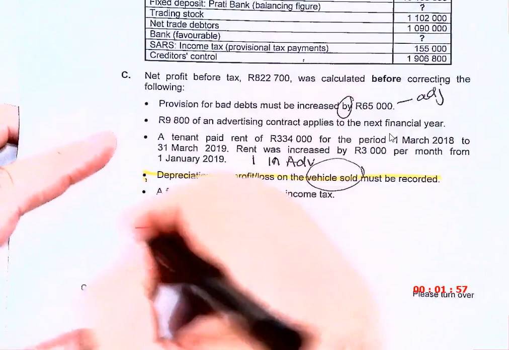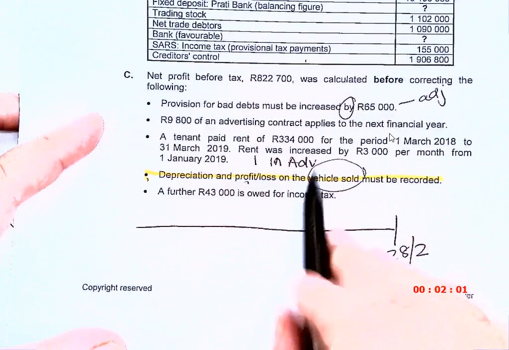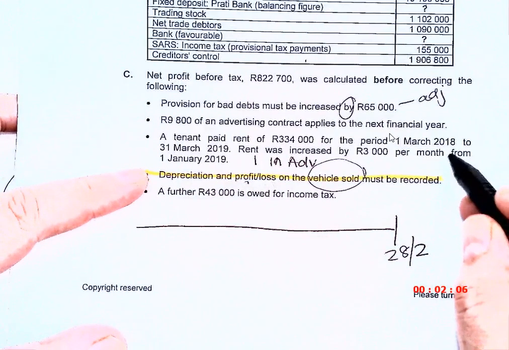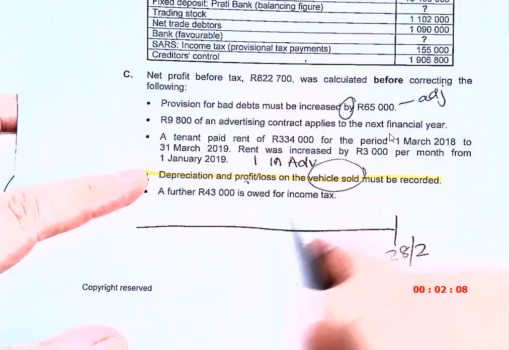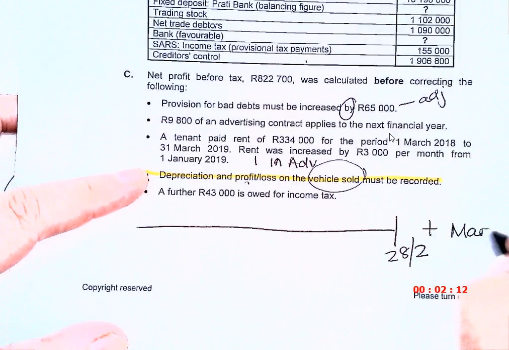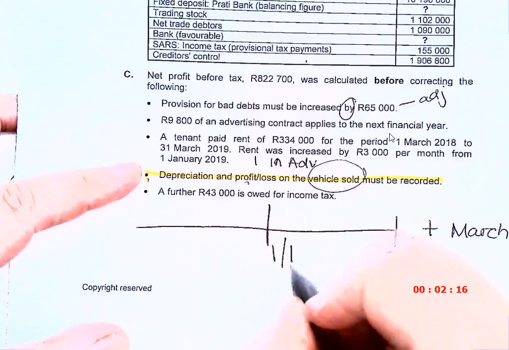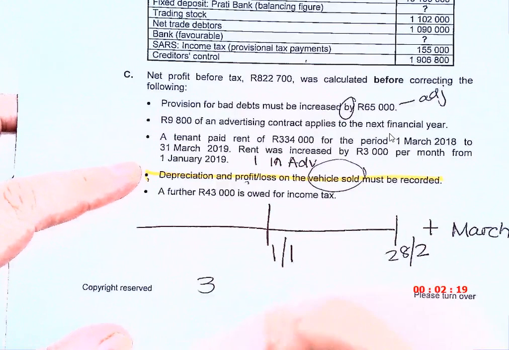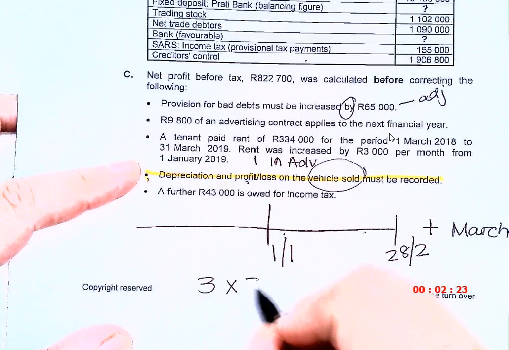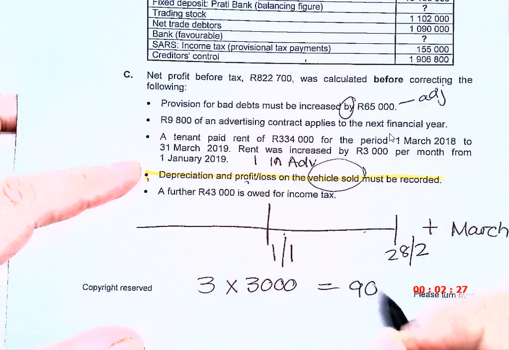If I draw my financial year, it ends 28 February, and they paid what? They paid rent till 31st March. So they paid for 13 months. The rent increased on the 1st of Jan, meaning 3 months, January, February and March, was paid 3,000 extra. So that gives me 9,000.